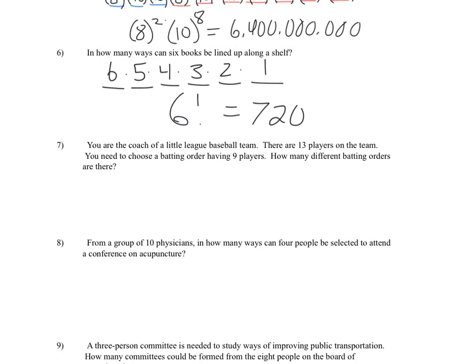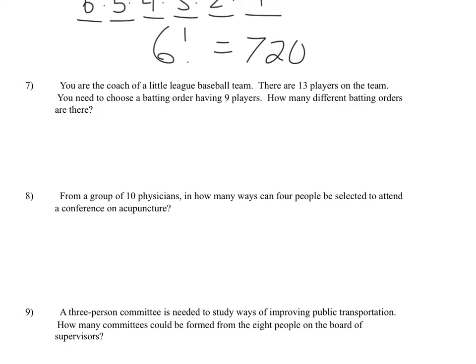Moving on to number 7. You're the coach of a Little League baseball team. There are 13 players on the team, and you need to choose a batting order of 9 players. How many different batting orders do you have as an option?